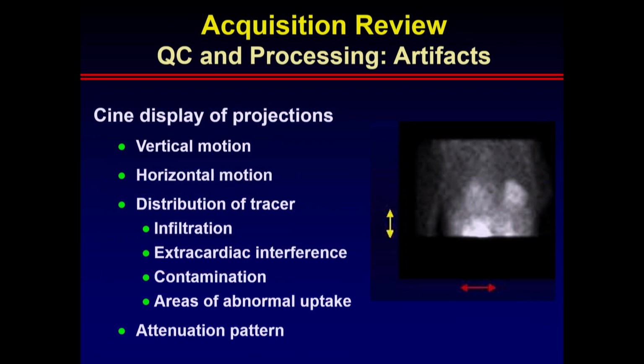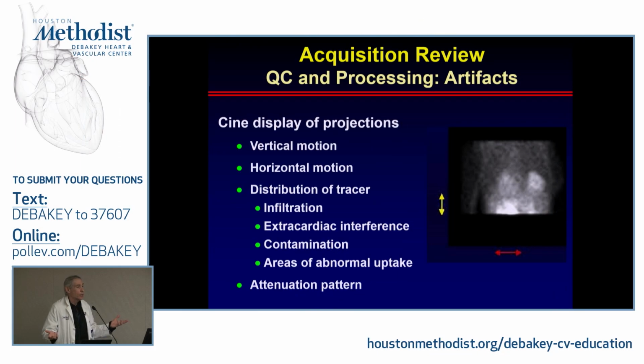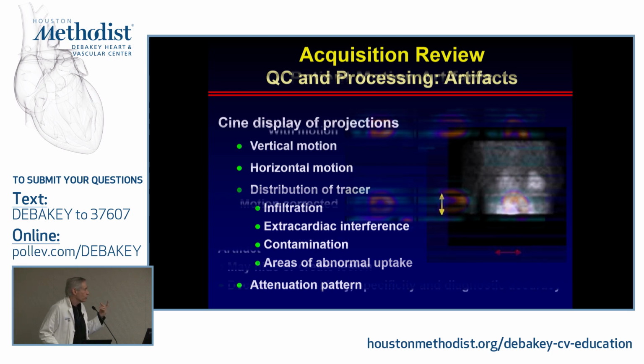Now we've acquired all this information, okay? And we're going to look at these images and we're going to say, can I read an image or can't I, okay? So we look for certain things. We look for motion artifacts. We look for evidence of subdiaphragmatic count activity. We look for attenuation, potential attenuation patterns, when we look at raw data, to be able to determine whether they are influencing the pictures we're taking.